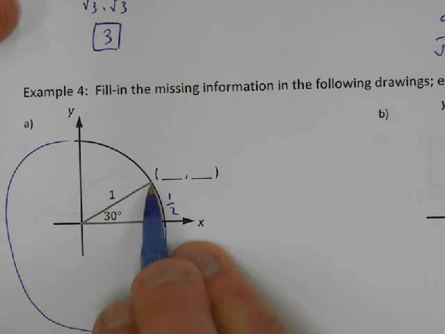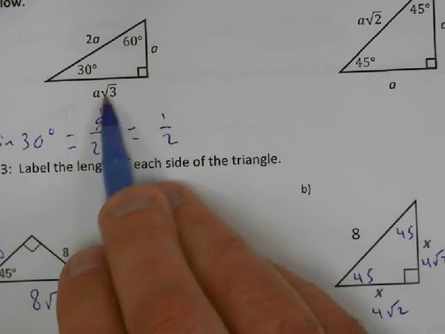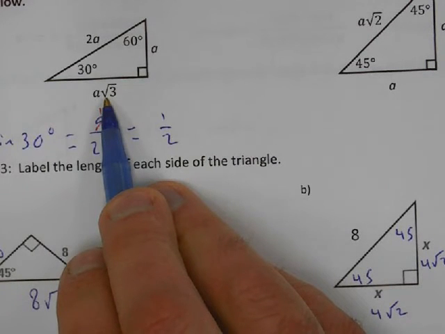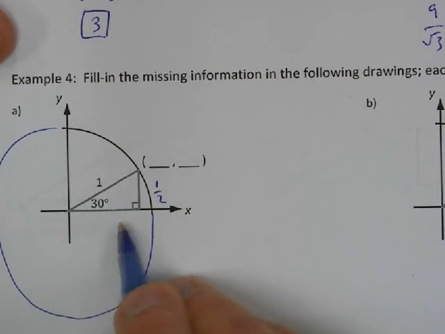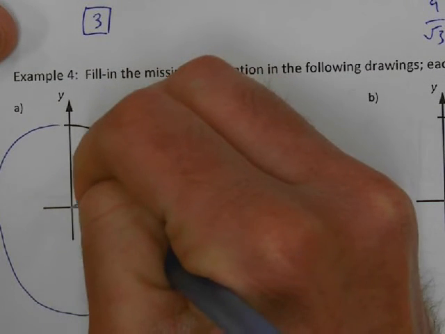And then now that I have my short leg, how do I get my long leg? How do I go from short leg to long leg? How do I go from a to a times √3? Every time, multiply by √3. So 1/2 times √3 is √3 over 2.